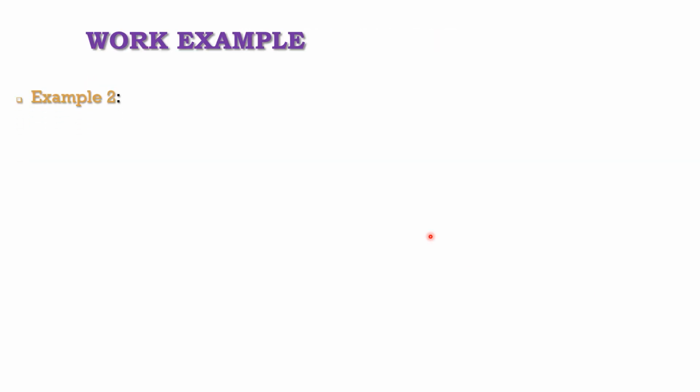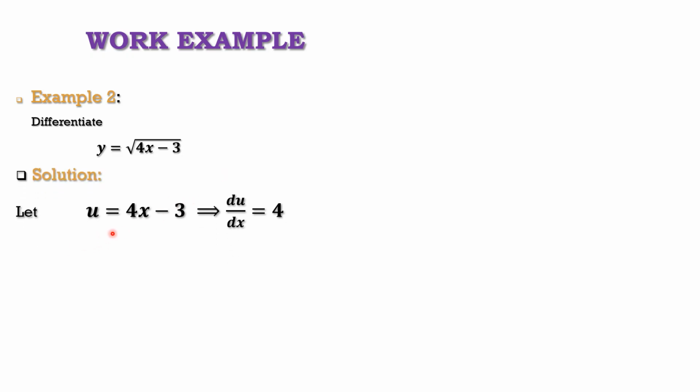Now, let's move to example 2, which we are supposed to differentiate y equal to square root of 4x minus 3. So the solution for this problem will be to let u be 4x minus 3, which states that du divided by dx will be equal to 4. So here, if we want to substitute the u as 4x minus 3, it means we need to differentiate y with respect to u. So whilst we have square root of u, dy over du is 1 over 2 u raised to the power negative 1 over 2 when you differentiate this.